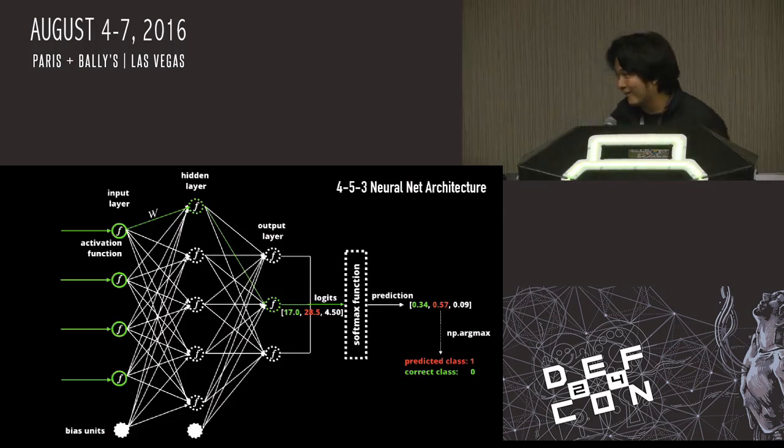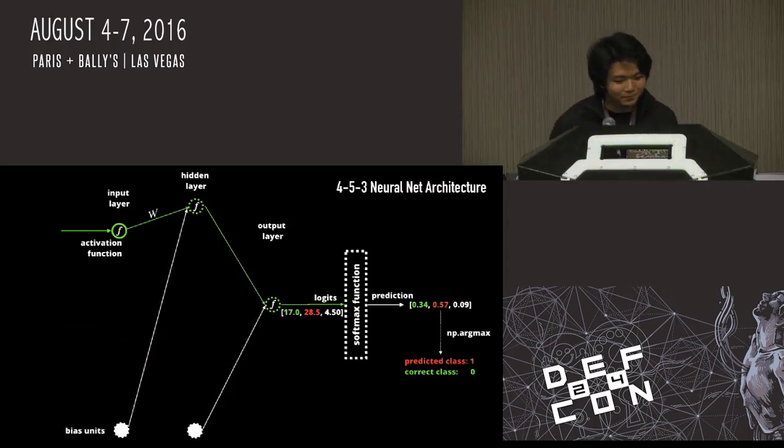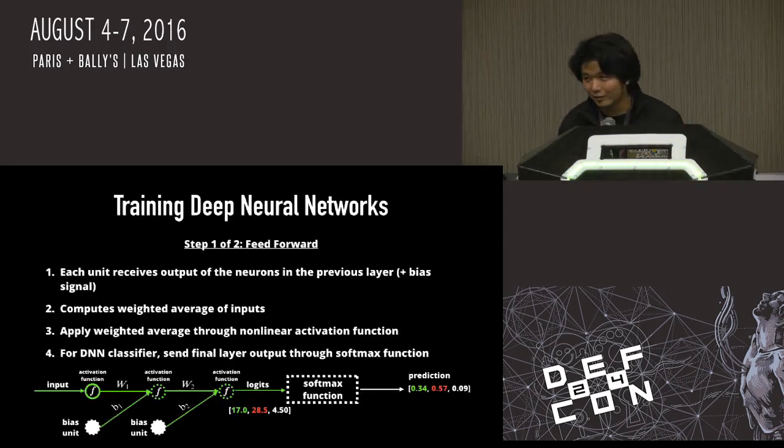So all this is just theory. Don't worry about it. If you just take any one of the 10,000 MOOCs out there to learn about deep learning. But let's just look at a simple example of how training works so we can go into how to bypass them. So the first step is the feed-forward step. Each unit receives the output of neurons in the previous layer. In the case of the first layer, it just receives the input. The bias is added to it.